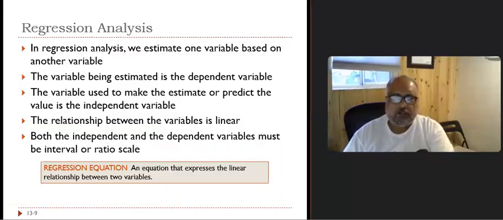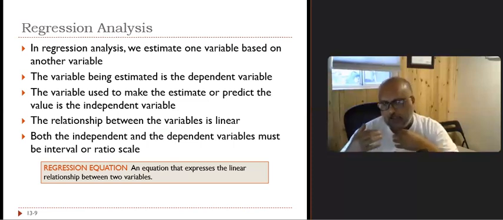Okay, regression analysis. Regression analysis estimates the dependent variable using the independent variable in a linear relationship. Both variables must be either interval or ratio scaled. The goal is to find a line of best fit. So how do we find the line? Via the least squares method, right? Least squares. We will talk about that in a moment.